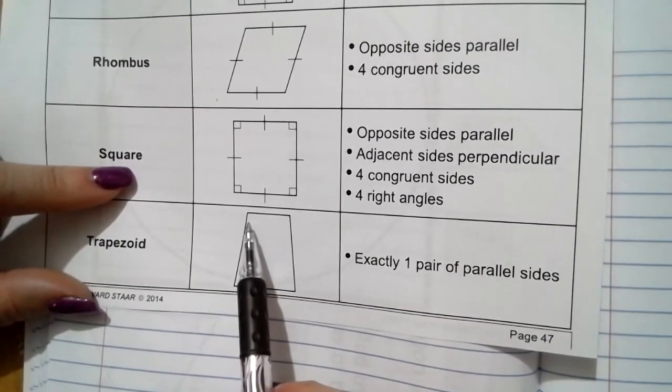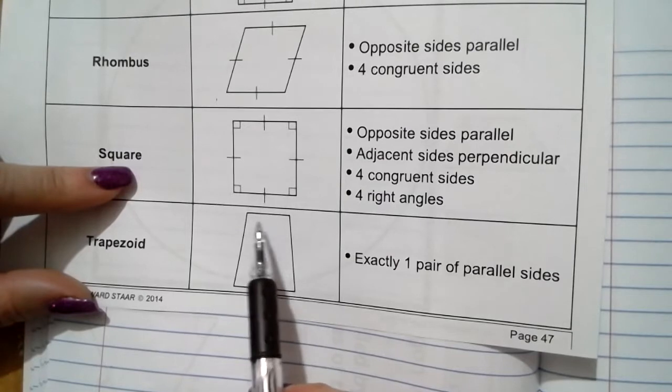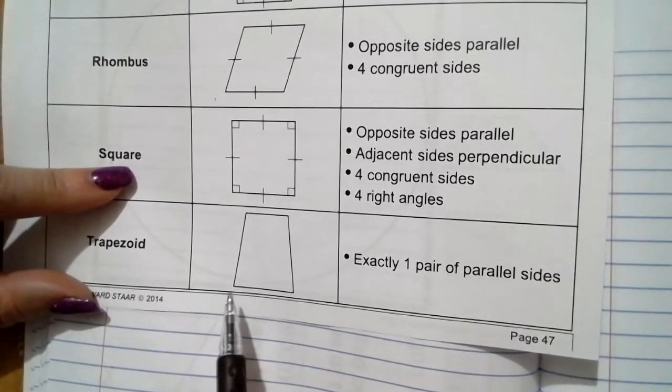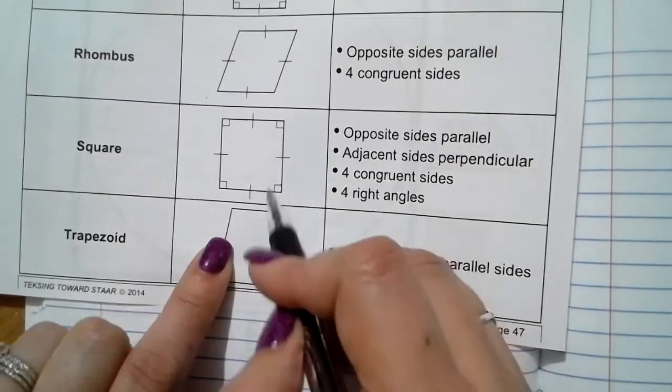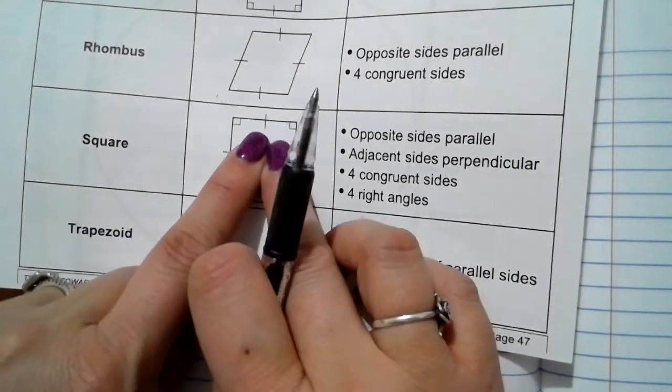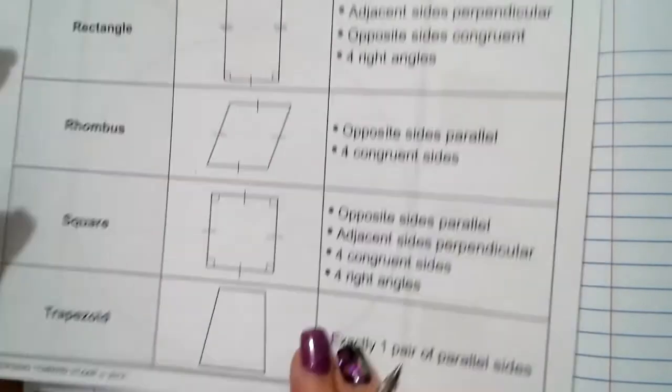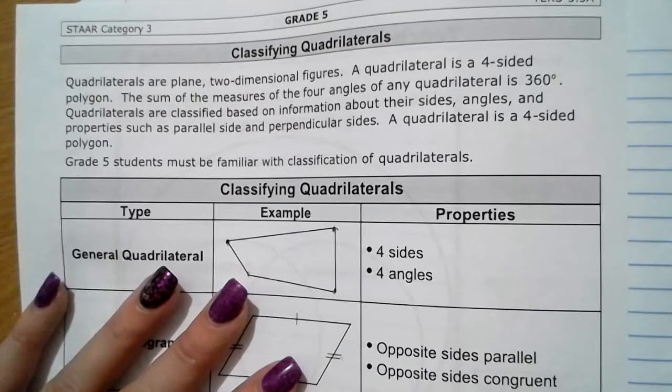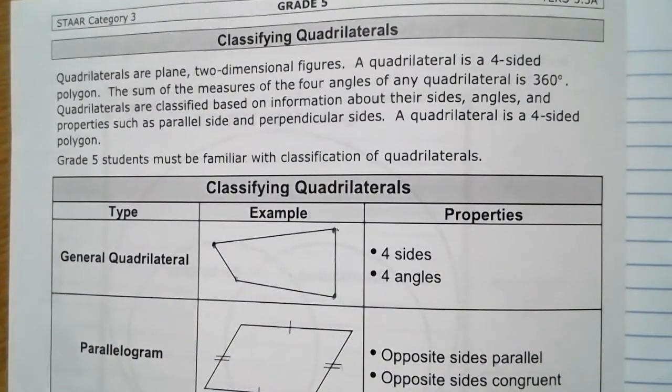And then a trapezoid, which we didn't write that one in. Trapezoid, each has exactly 1 pair of parallel sides. So this one is parallel to this one. These are not parallel because if we kept drawing it up, they would eventually crash, okay? So let's go to the top and take this apart.